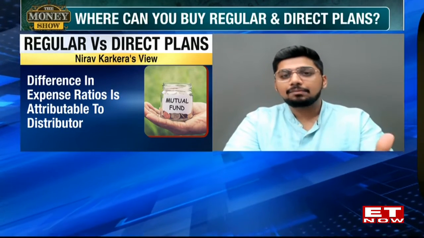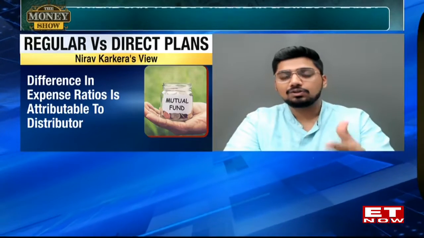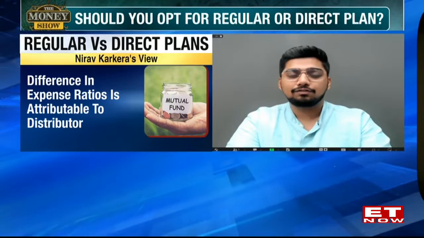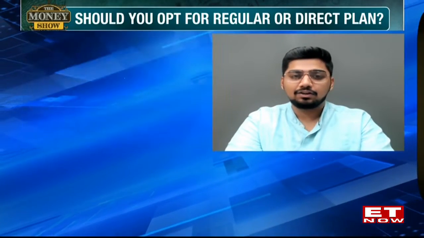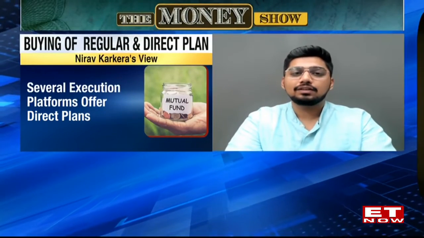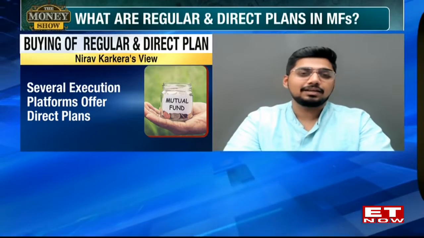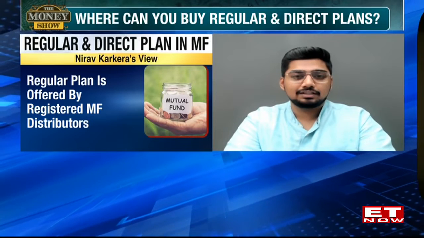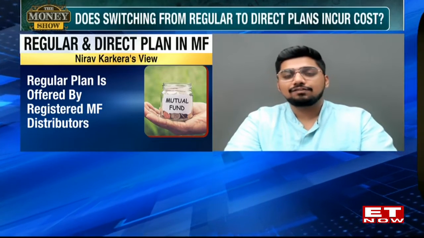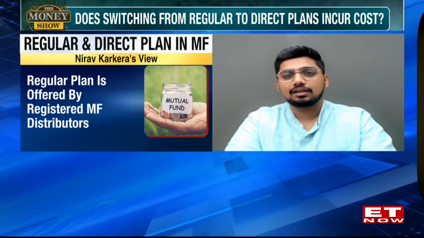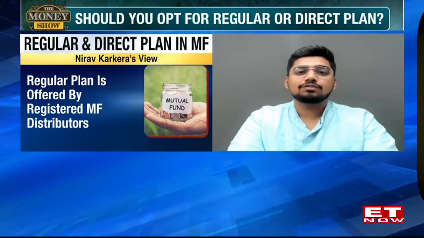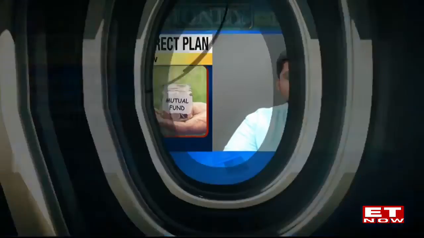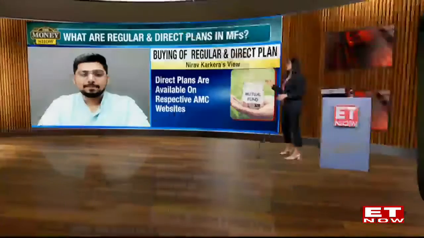So direct plans are generally accessible also through direct AMC websites, etc. But to avail a regular plan, it is often offered by a distributor. It has to be a SEBI registered mutual fund distributor, and this is the commission that they will receive from the AMC just because they are filling the service layer, wherein an investor is assisted across various levels of operationalities. I think that's a very important part about a regular plan.